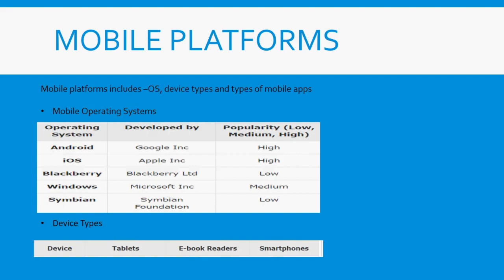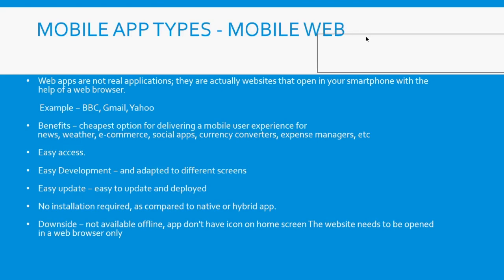Now we have different types of devices. We have tablets, e-book readers, and smartphones. Tablets and smartphones fall into the categories of mobile device types that are common and popular among everyone. Now, what are the mobile application types? We have three types of mobile apps. We have the mobile web. When you go onto your phone, the browser that you use is the mobile web.